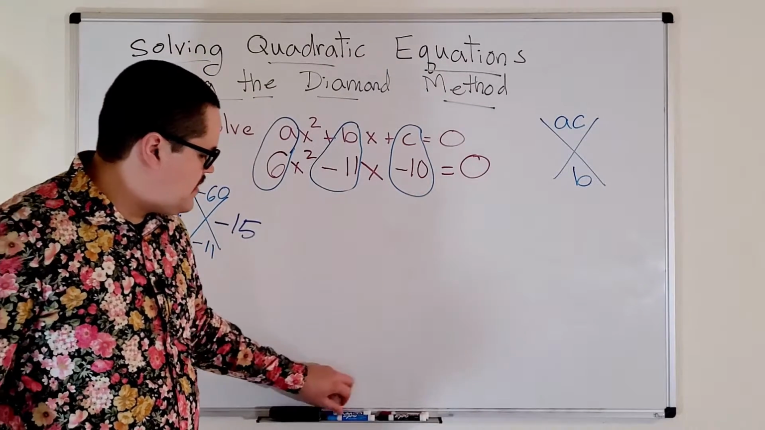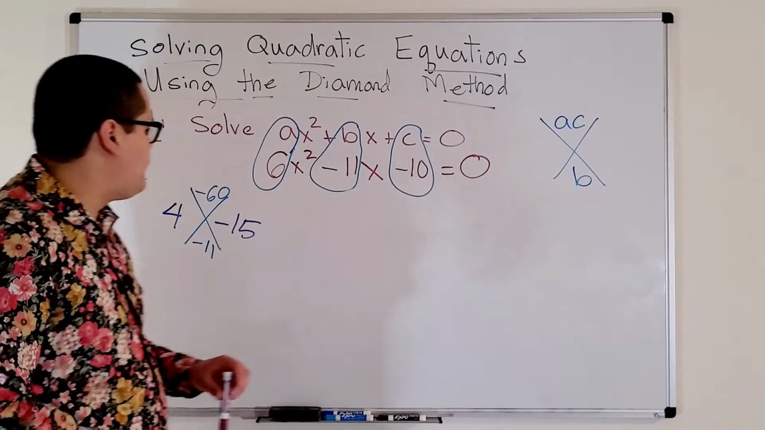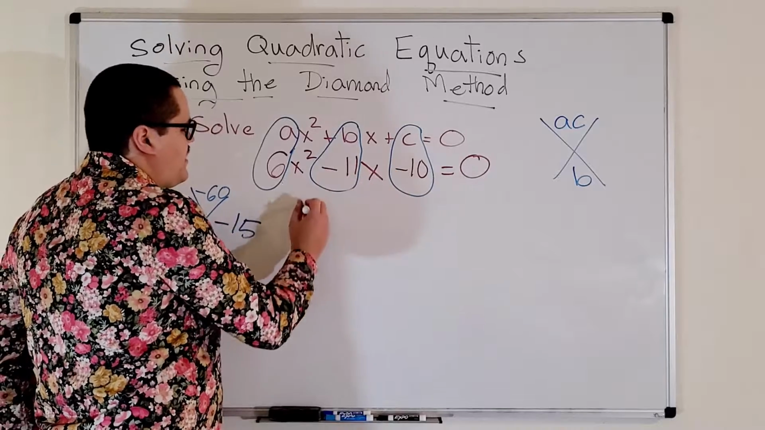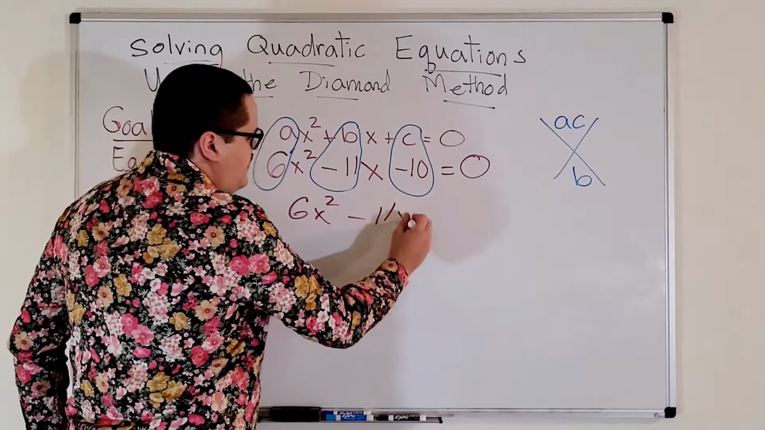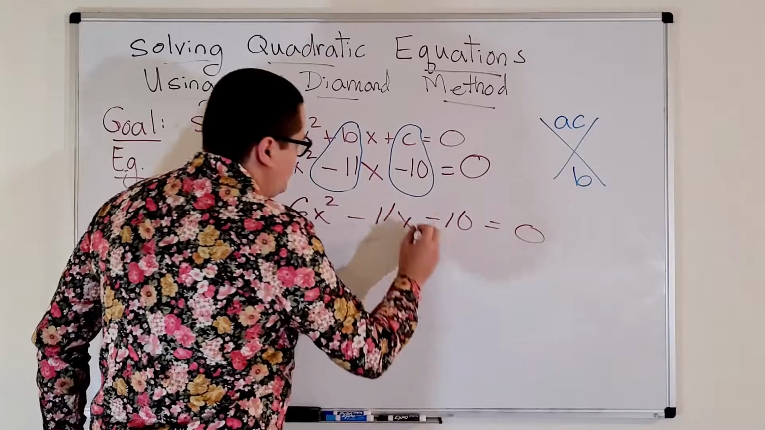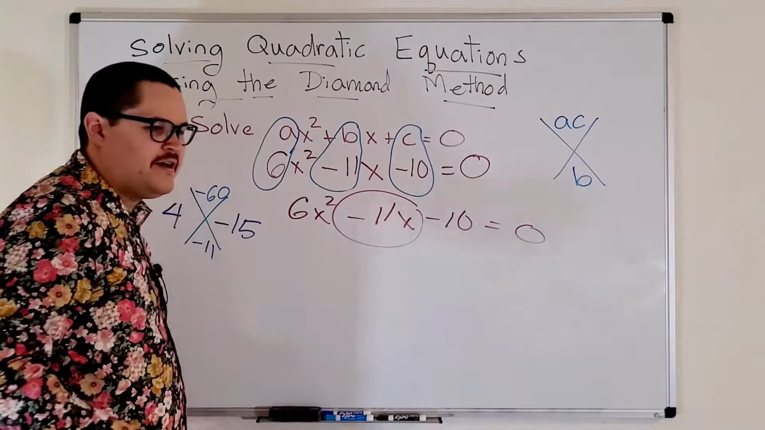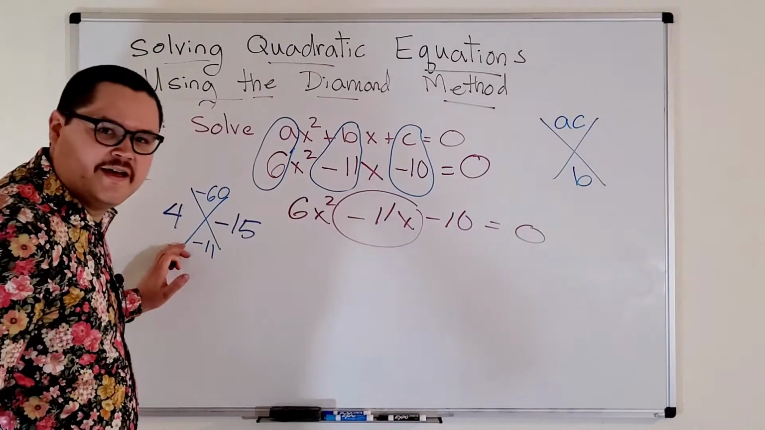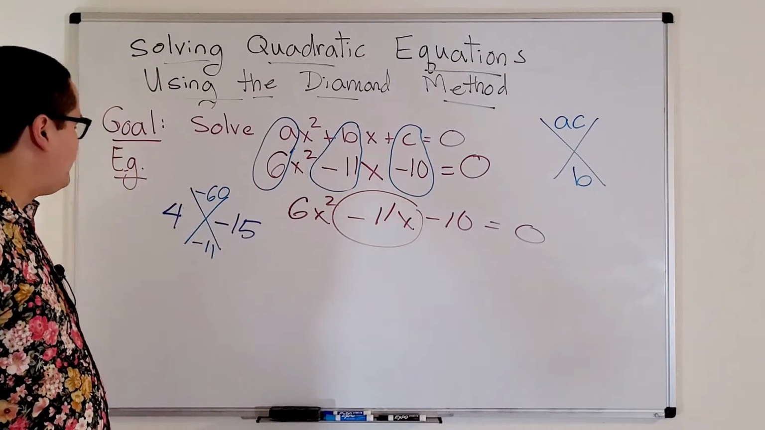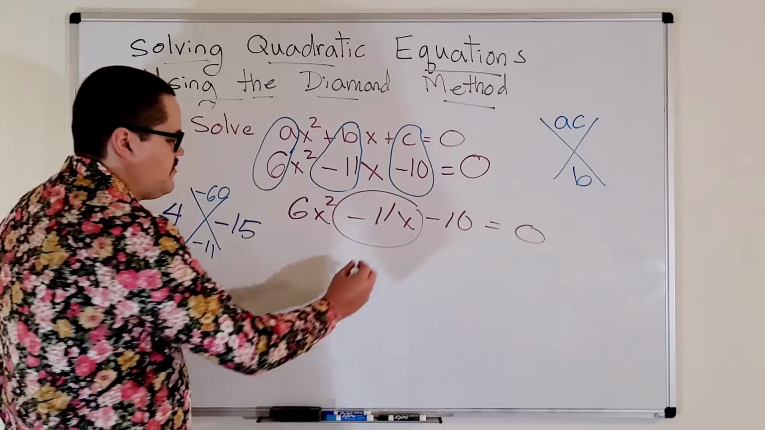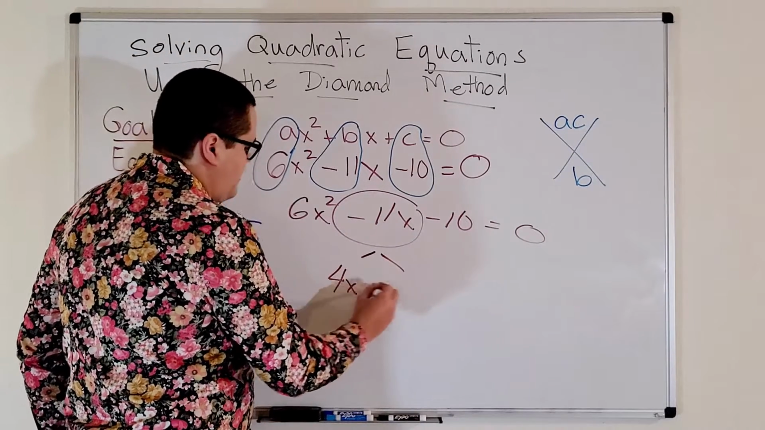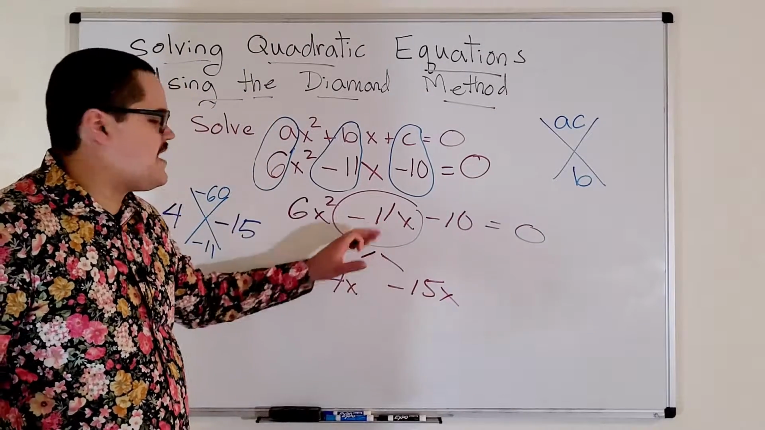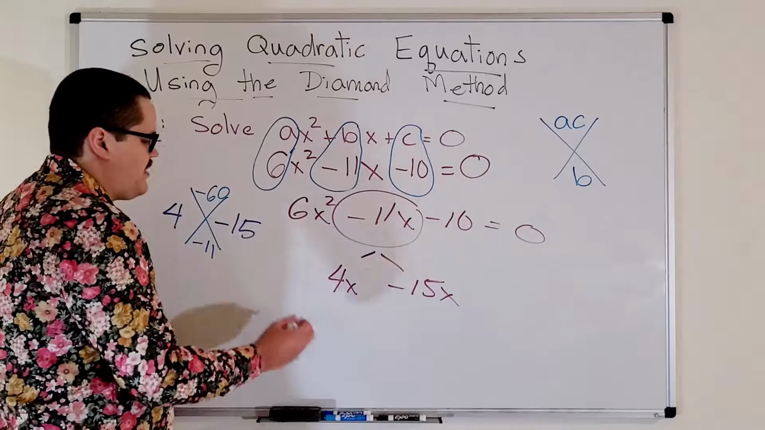Okay. So step 4, we replace this middle term of the quadratic. Let me rewrite it. So we replace this middle term, we split it apart in the sum of two things given by this middle part of the diamond. So in this case, we split this into 4x minus 15x, right? 4x minus 15x is the same as negative 11x. And we rewrite it.